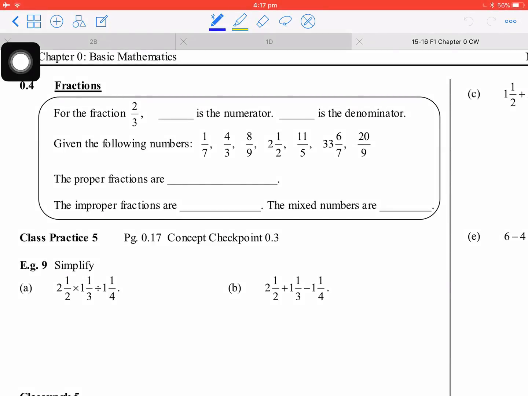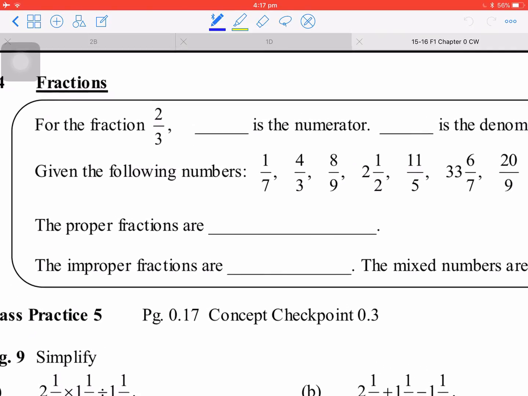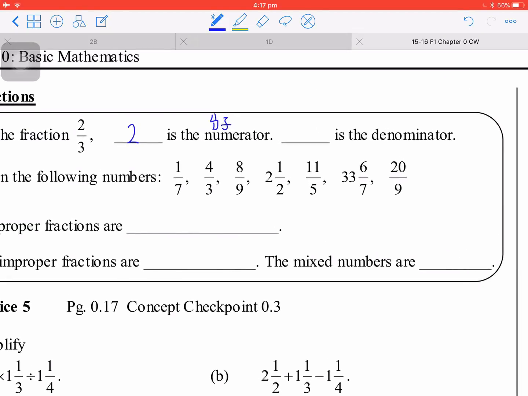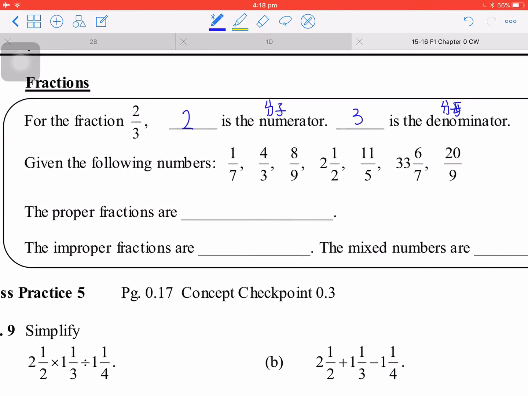Okay, this will be the last video for chapter 0, the basic mathematics about fractions. Again, here you should know about the terms. The numerator is what we call the son, and 3 will be the mother, the denominator. And here you can see, you can separate them into different types of fractions.